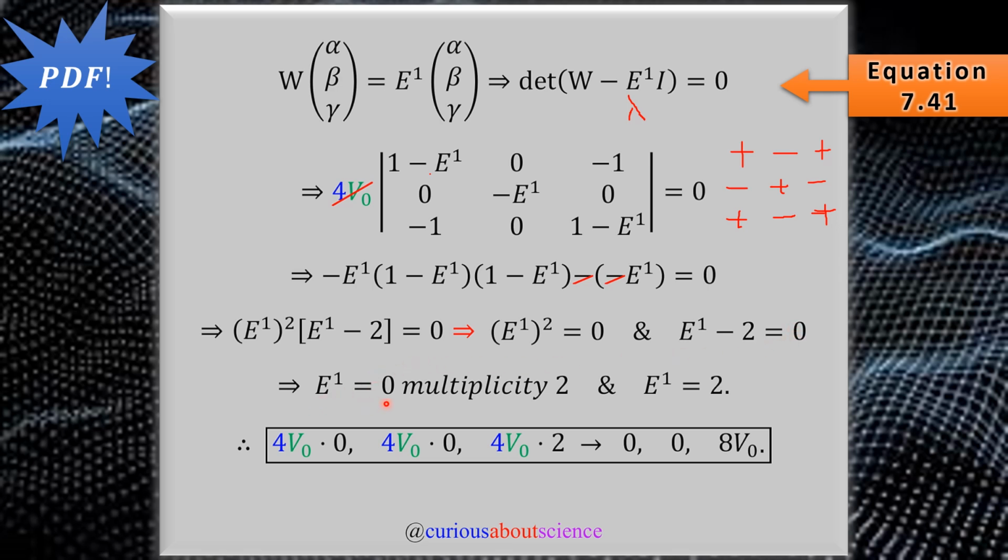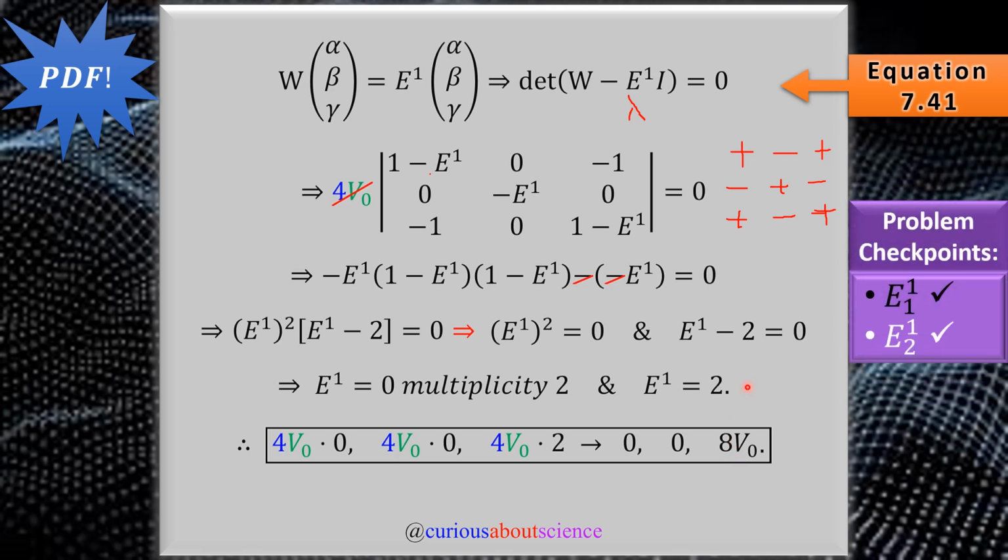Thus, we have E1 is 0 with a multiplicity of 2, so that takes care of two roots. So that's two of the possible three degenerate energy state corrections, and E1 equals 2. But because we factored out that 4v0 earlier, we have to now put it in for the energy correction terms down here. Again, with the zeros, easy to handle. So the energy corrections are 0, 0, and 8v0, and that brings us to our conclusion for this.